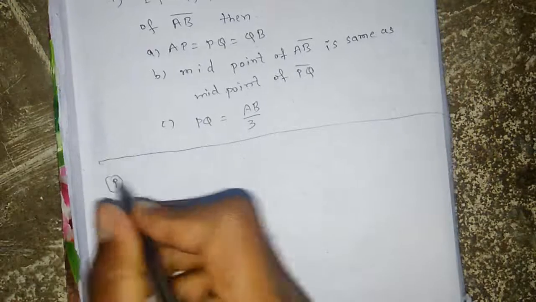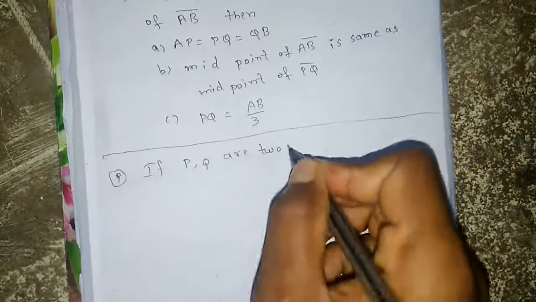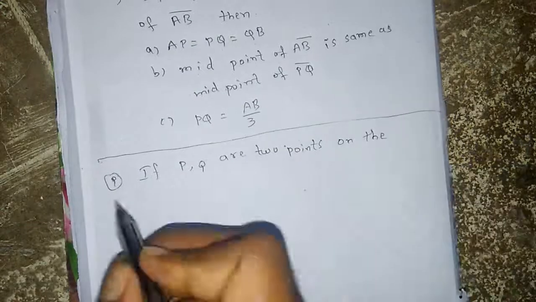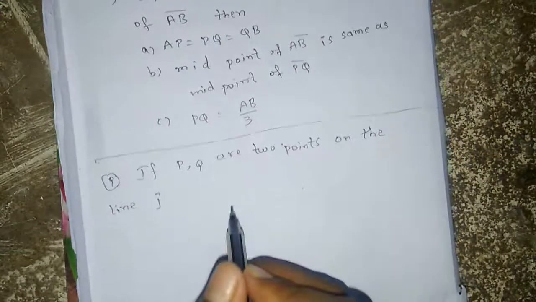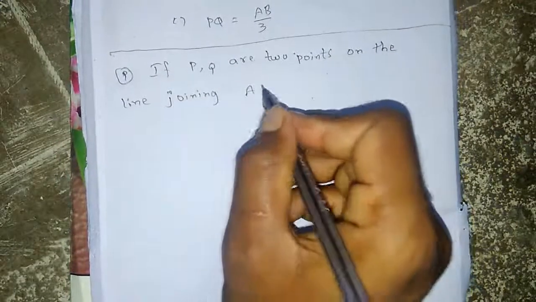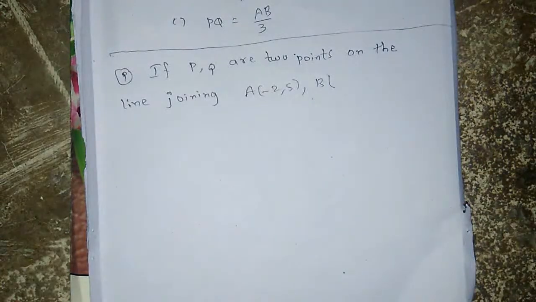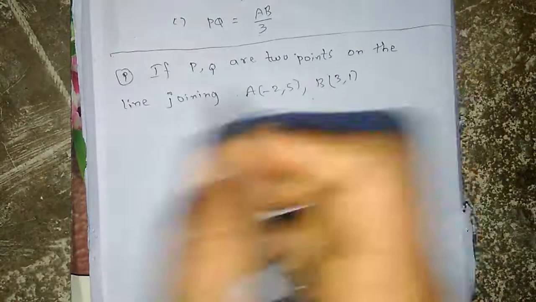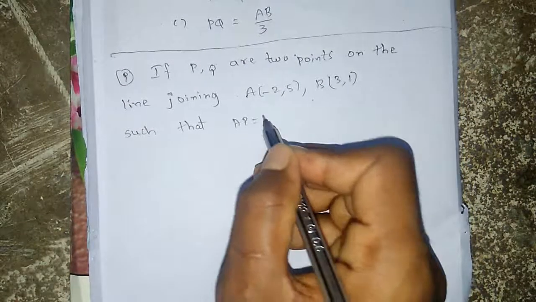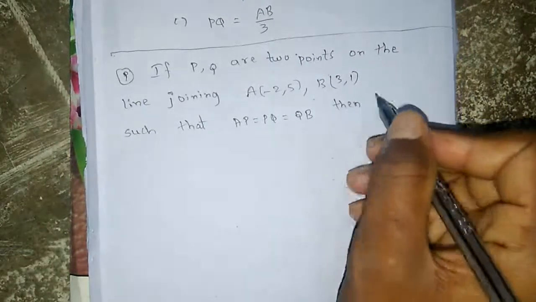Let us do an example. If P, Q are 2 points on the line joining A(-2, 5), B(3, 1), such that AP is equal to PQ is equal to QB, then PQ length is equal to?